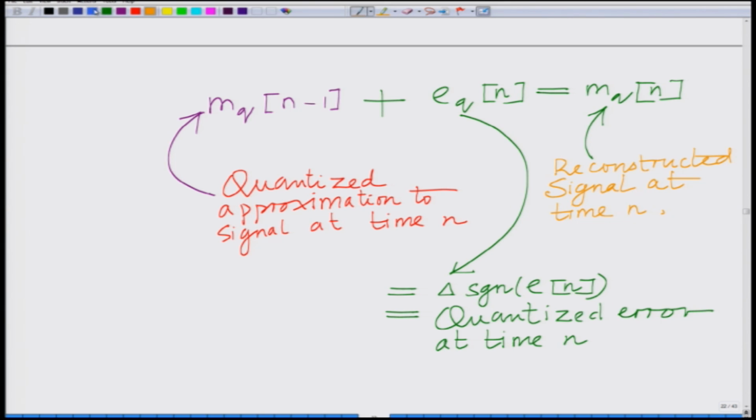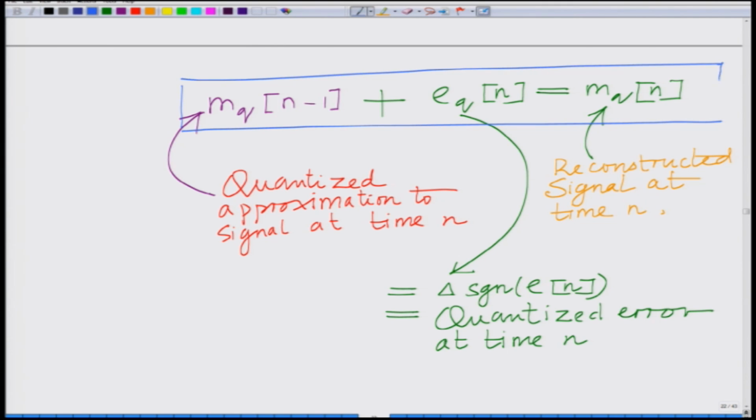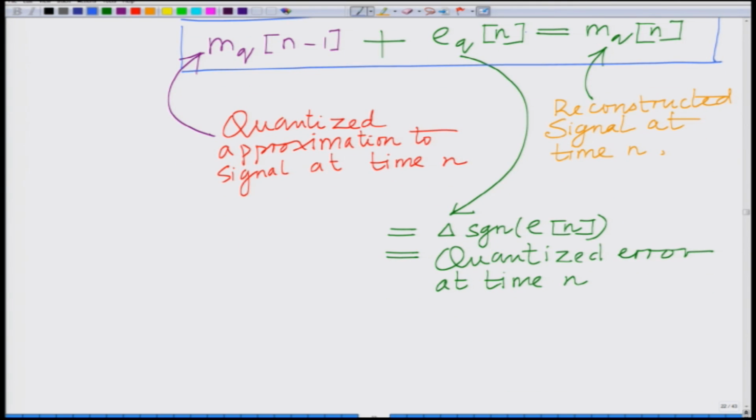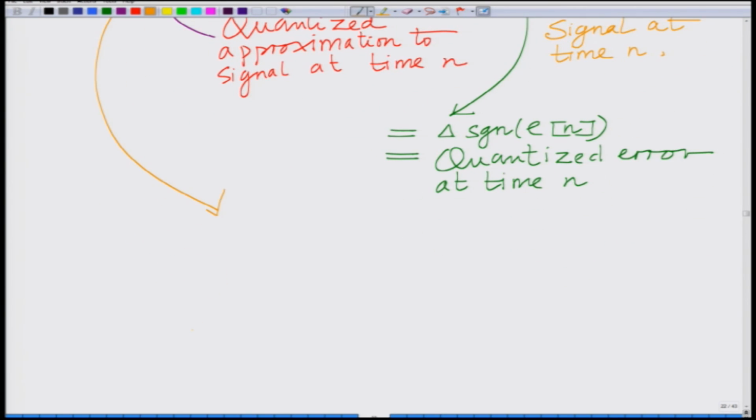So, you have MQ[n], and that is a very simple reconstruction equation. This is our signal reconstruction equation. Okay, let us note that this is our equation for signal reconstruction at the receiver, or wherever we are doing reconstruction.